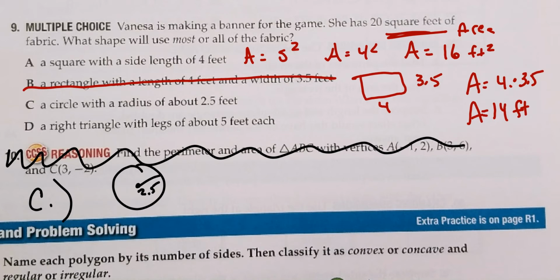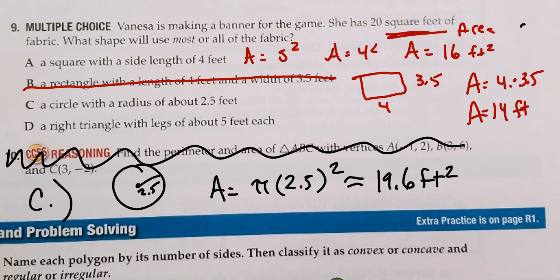So C, I'm going to be using the radius of 2.5. So I'm going to say my area is equal to pi times 2.5 squared. I'm just going to type that into a calculator. And I get it's about 19.6 square feet. That's pretty close to 20.